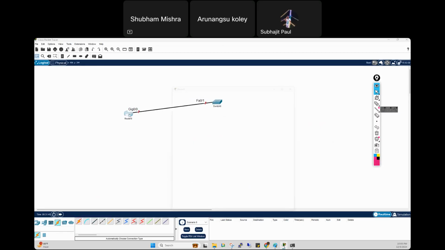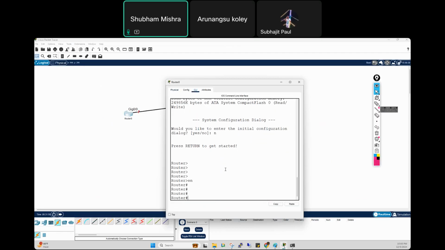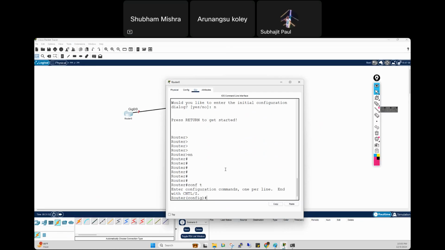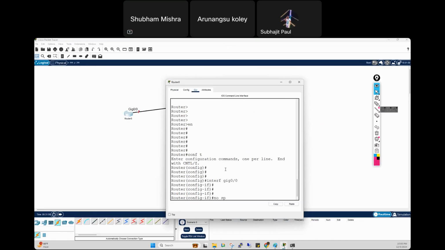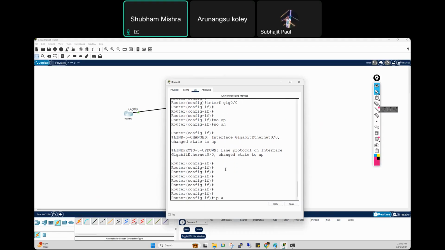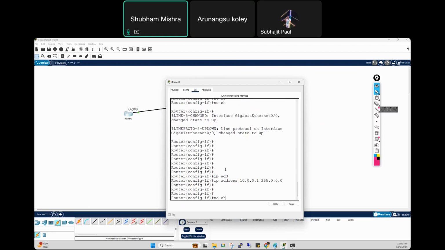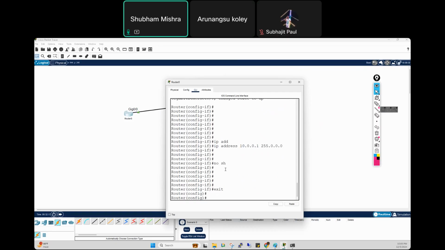Fine. Come here on CLI. I am writing no shutdown on gig 0/0, no shutdown. Clear? I'm writing IP address 10.0.0.1 255.255.255.0 and no shutdown. I already wrote that there. Okay? Done, everyone?